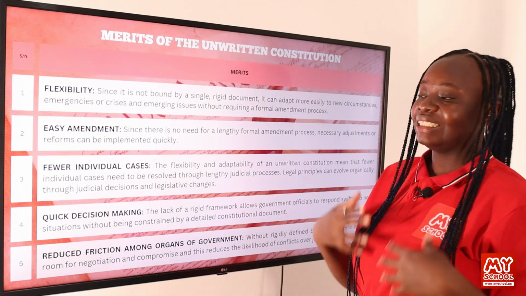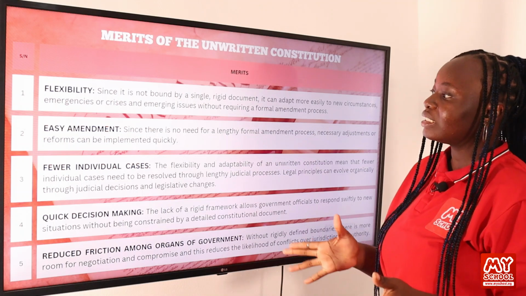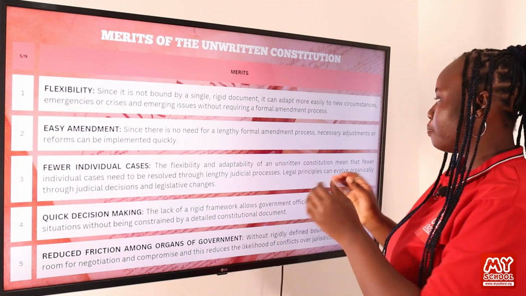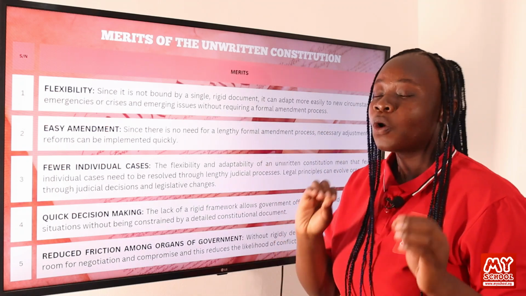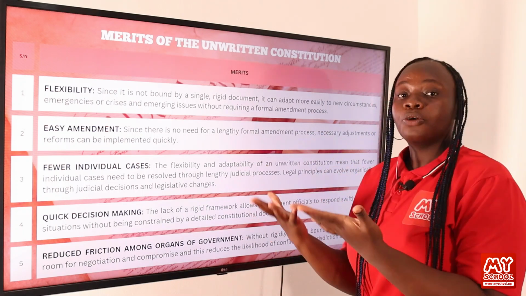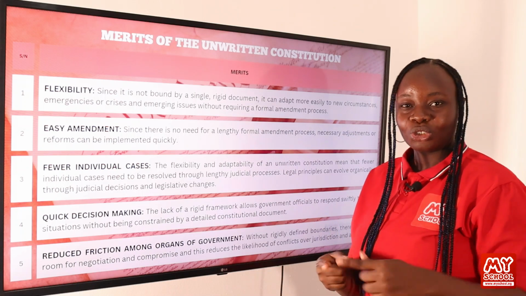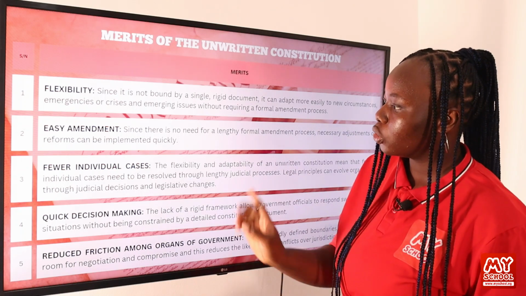And another merit is that it is easily amended. Since there is no need for a lengthy formal amendment process, necessary adjustments or reforms can be implemented quickly. So an unwritten constitution can easily be amended. It does not require that special procedure for a written constitution.